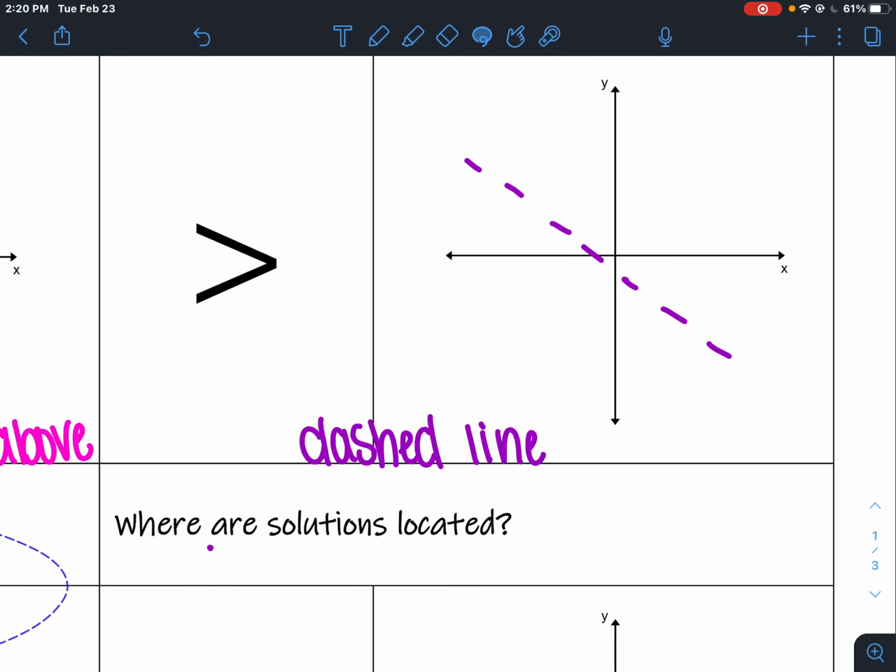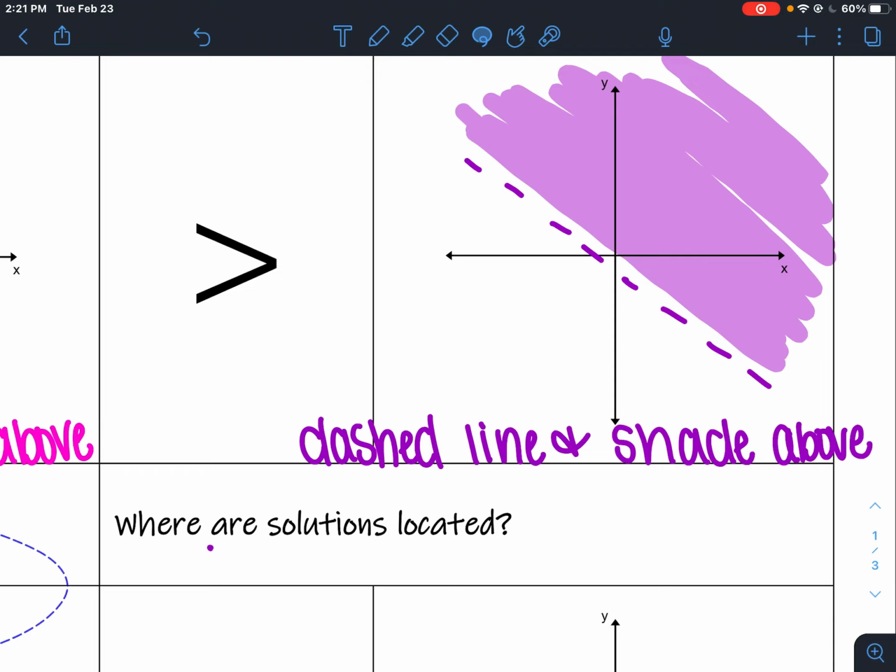So what does that look like? Just a dash, dash, dash, dash, dash. Again, anywhere through this graph because we're not really given anything to graph in specific. And we will shade, again, greater than, we're going to shade above.